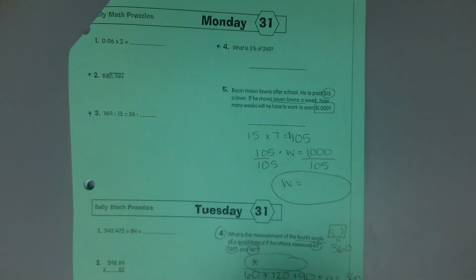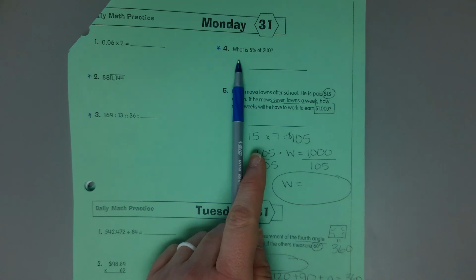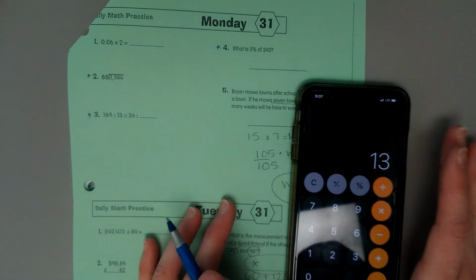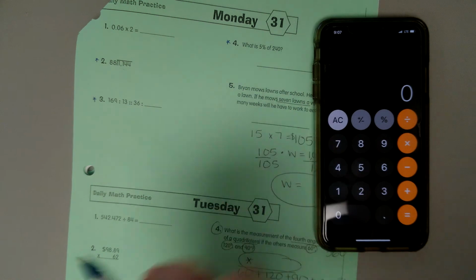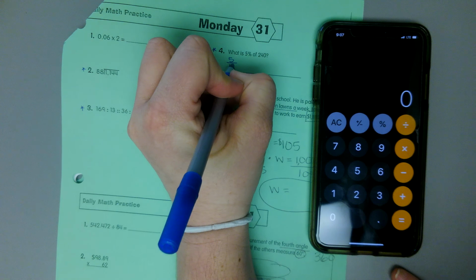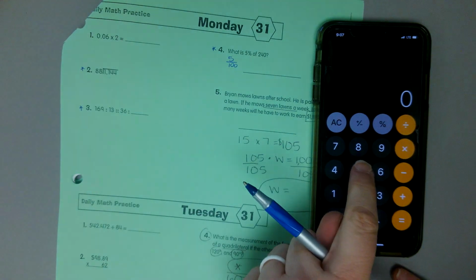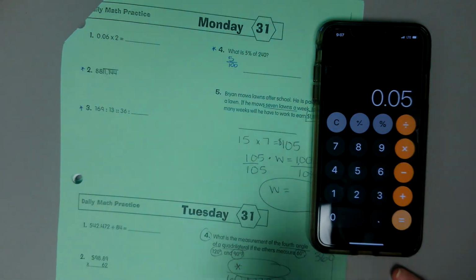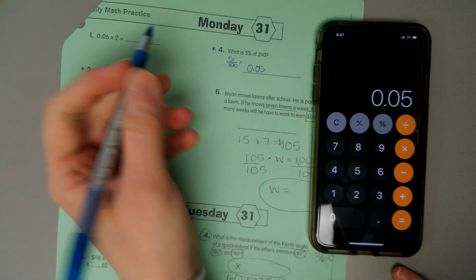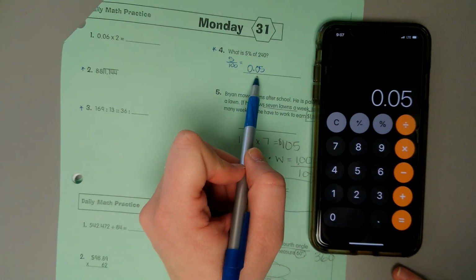What is 5% of 240 on Monday, number 4? The first thing we needed to do is convert the 5% into a decimal. And the way we do that is, on my phone calculator, we take 5 over 100, which means 5 divided by 100. 5 divided by 100 equals 0.05. So that is 5% as a decimal.